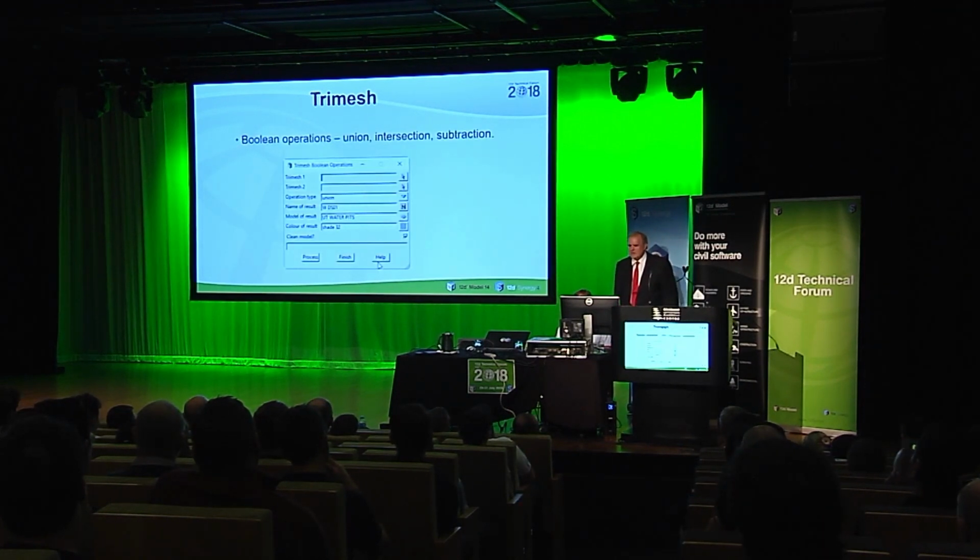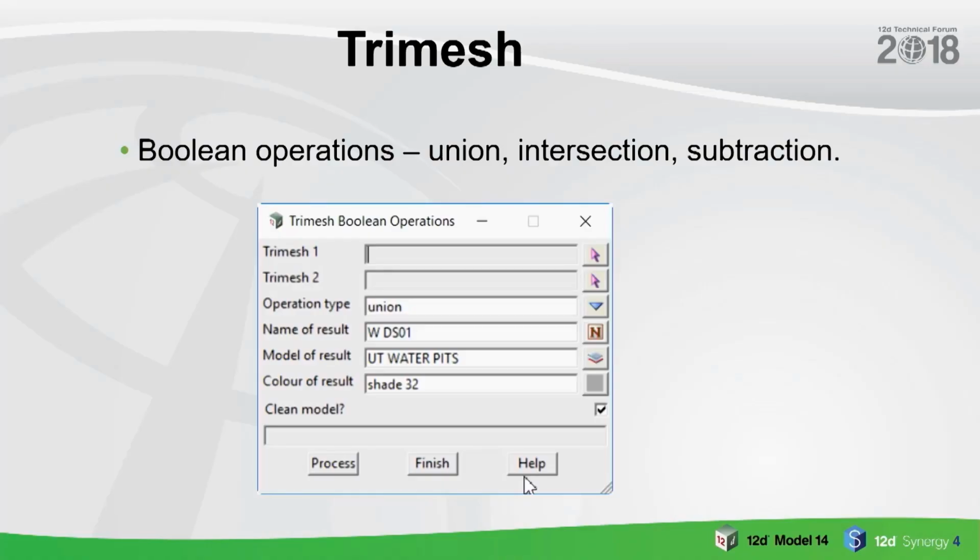Boolean operations, what are these? Union, intersection, subtraction. I want the intersection of two trimeshes. I want the union of them, or to take one from the other. That's what we call Boolean operations.